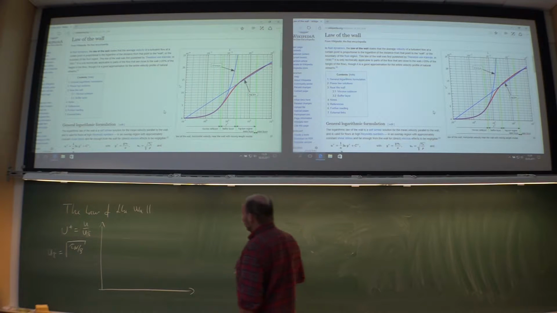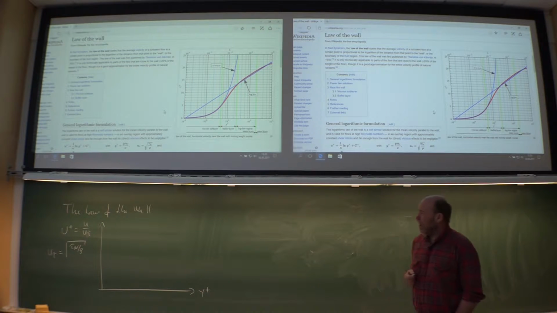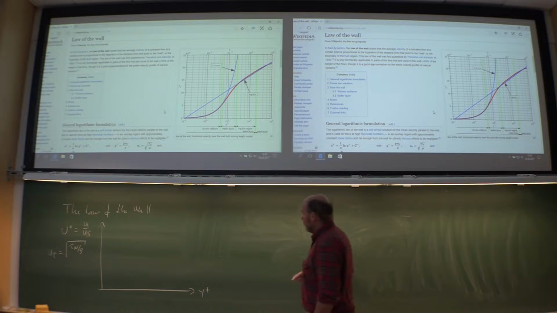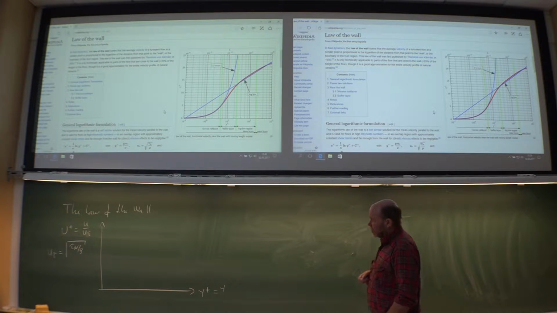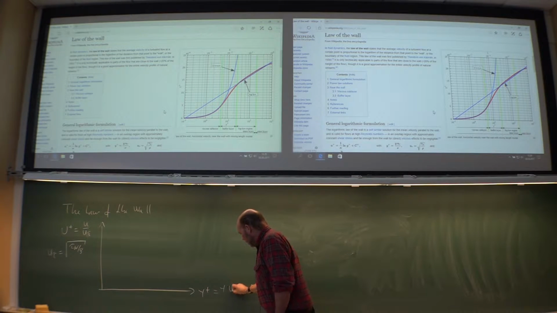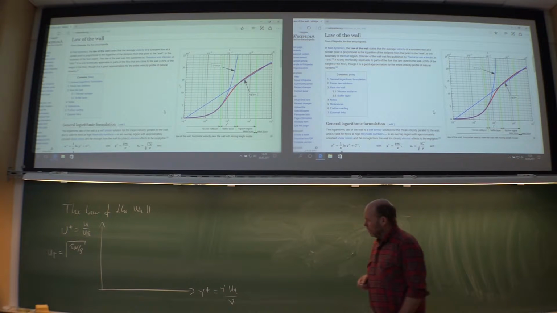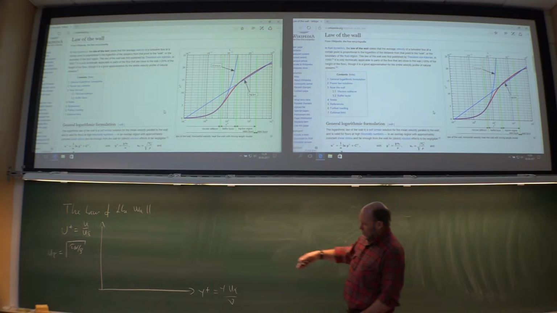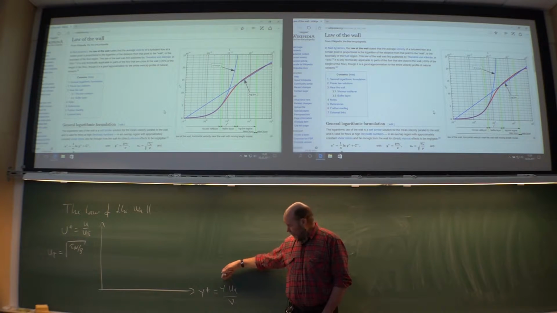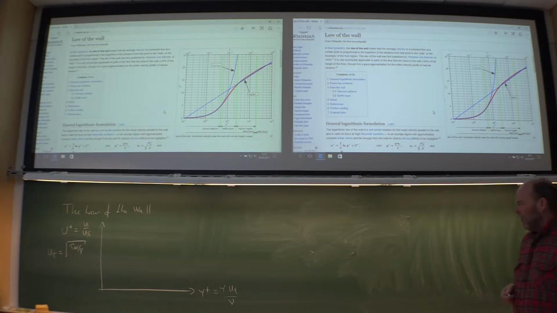The Y plus, that's a dimensionless length, and as you can see there, it will be equal to the real distance in meters, multiplied with the skin friction velocity, and then divided by viscosity. So you can see there you have length times velocity over viscosity, sort of a Reynolds number.